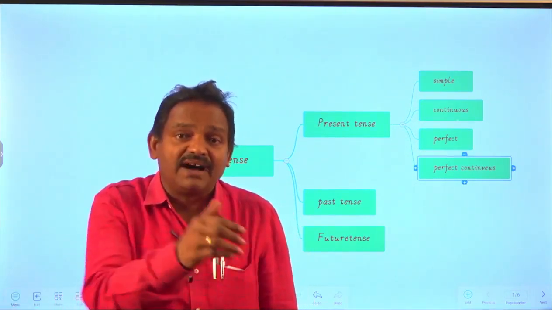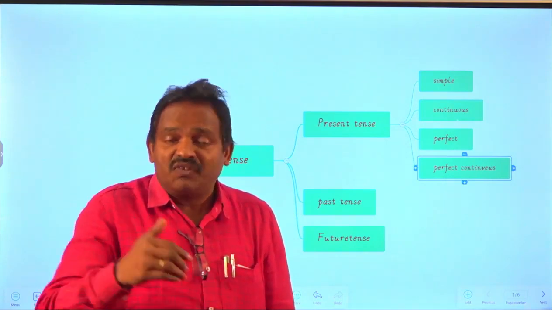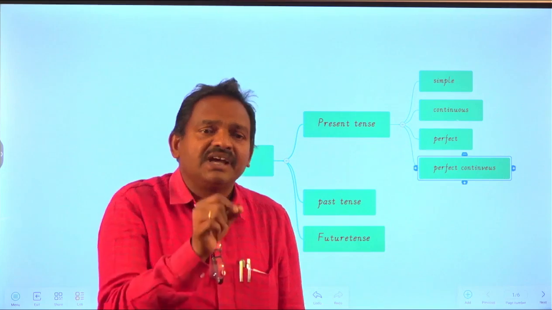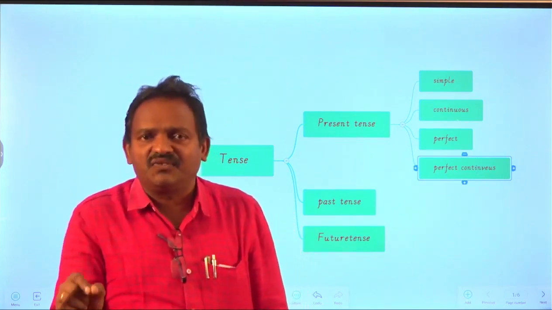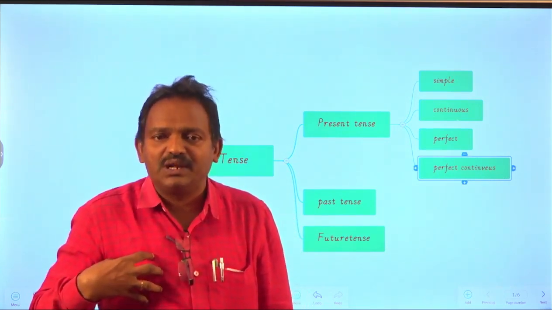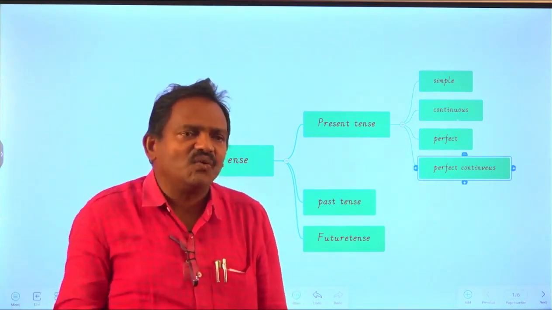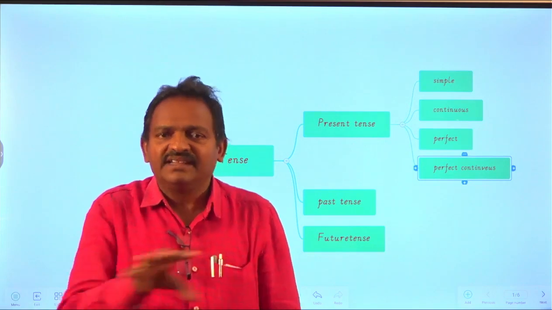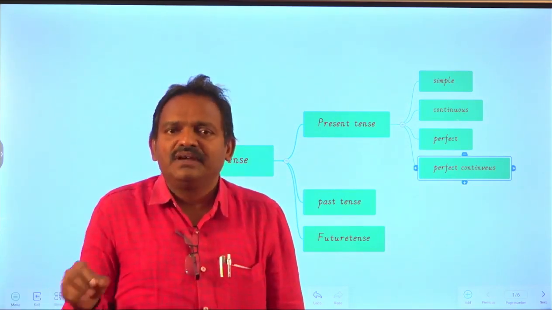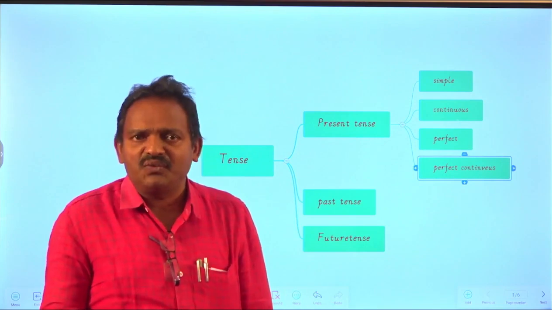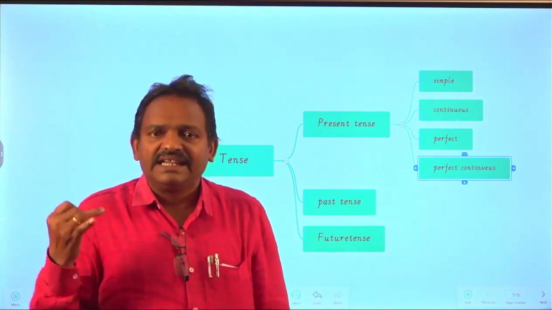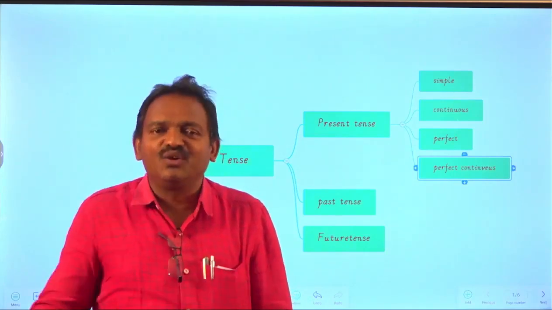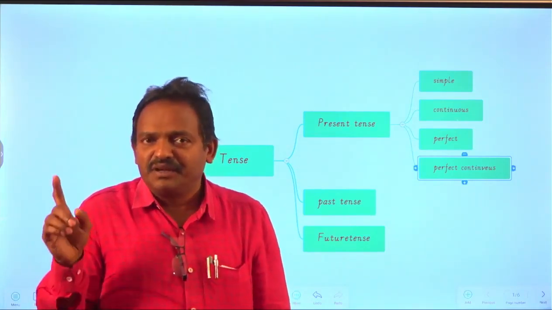Have or has: for what do we have to use has? For the third person singular. That means he, she, it. For them, we have to use has only. For all the remaining, I have, we have, you have, they have. Okay, this is the structure. Clues are just now, never, ever, already, yet.